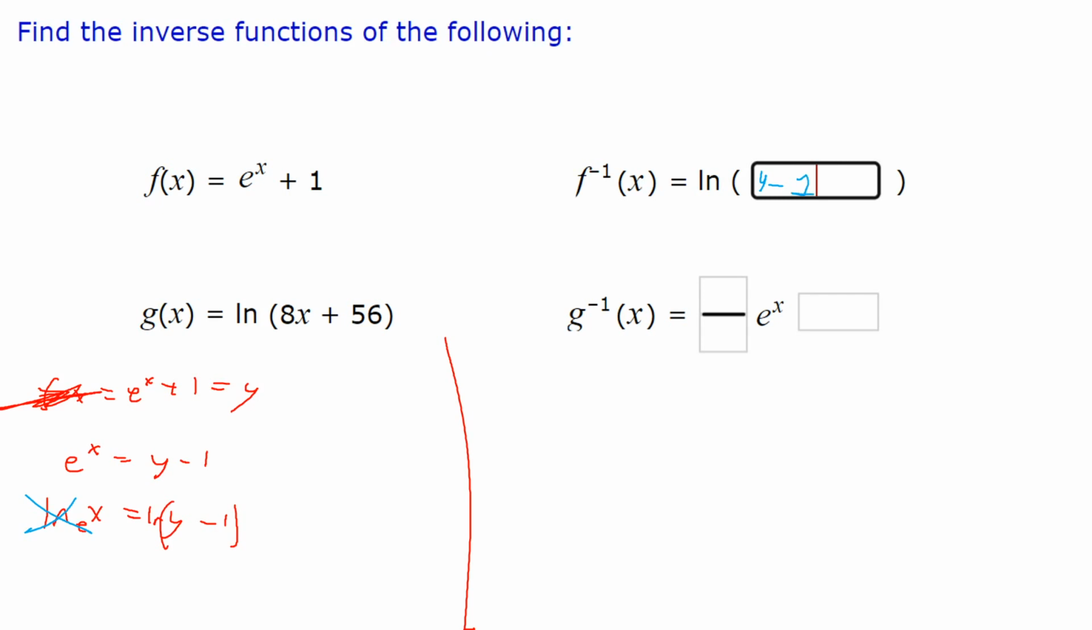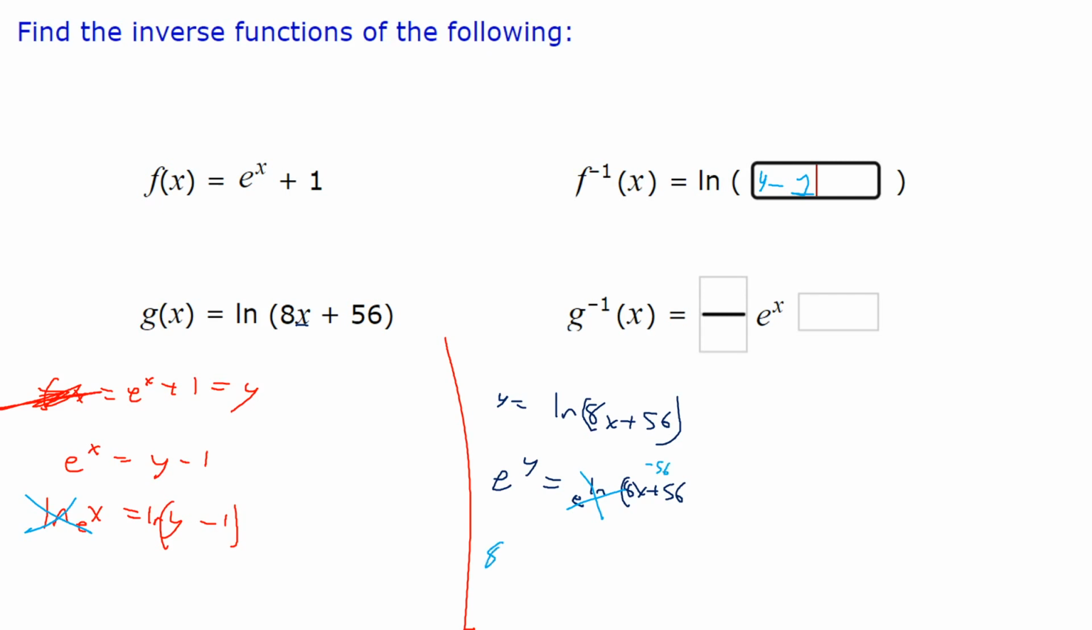Now, let's take a look at this example. g of x is equal to ln of 8x plus 56. So how are we going to make x the subject if this is equal to y? Well, if this is ln, or log, the opposite of a log is an exponential. So let's do e to the y is equal to e to the ln of 8x plus 56. And as we know, because we are doing an exponential for ln with the same base, the ln and the exponential will cancel out. Now let's minus 56.